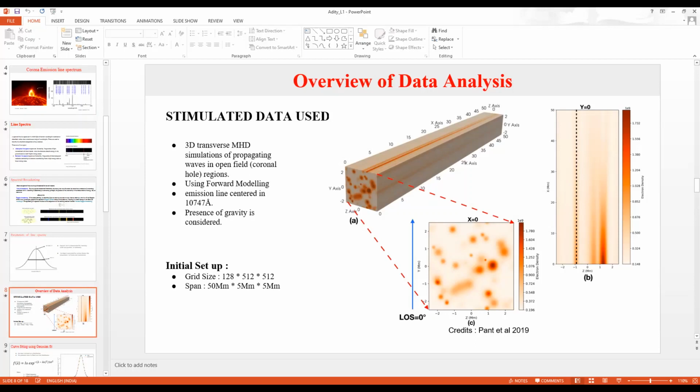I wanted to ask, I don't know if you've mentioned it over here, but do you see any continuum in these emission lines? If there is, do you normalize it and then measure the broadening? Oh, this is just emission line spectrum, so no continuum as such.